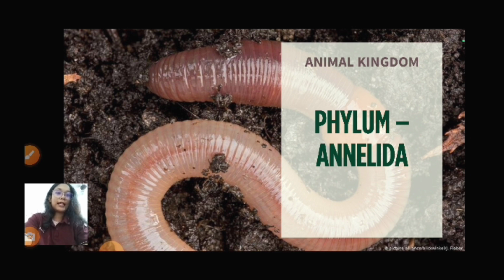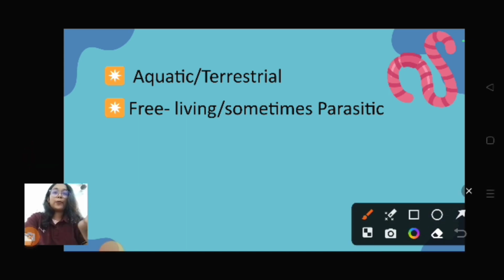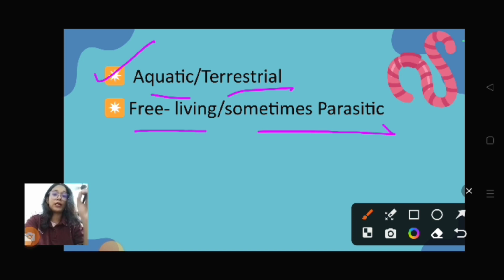Let's see the characteristic features of Annelida. So basically they are aquatic and terrestrial. They can live in aquatic environment also, they can live in terrestrial environment also. They can be free living also, and sometimes they live in the host body and act as a parasite, means they can also be in a parasitic form. Is it clear?